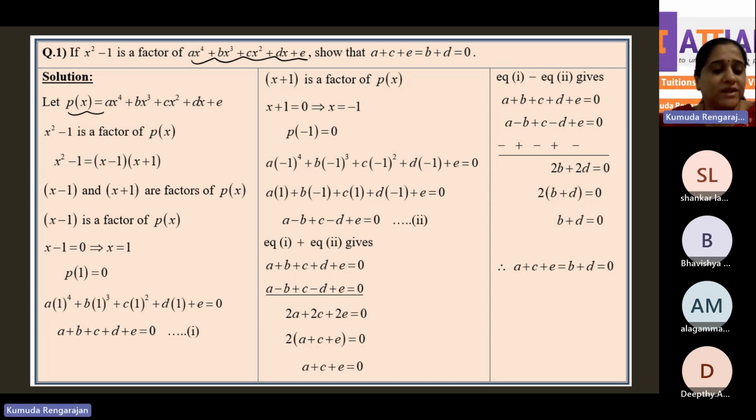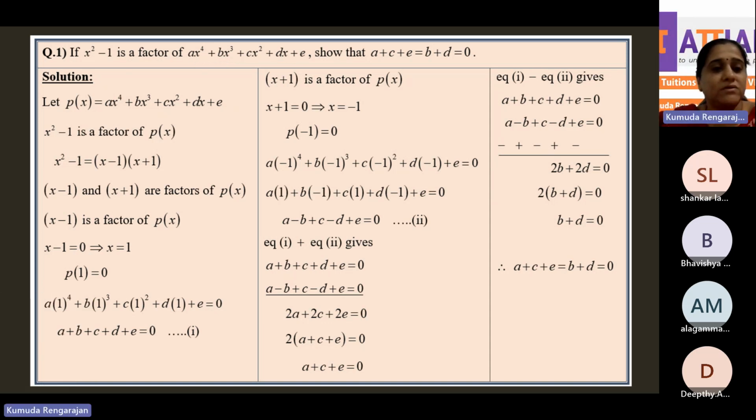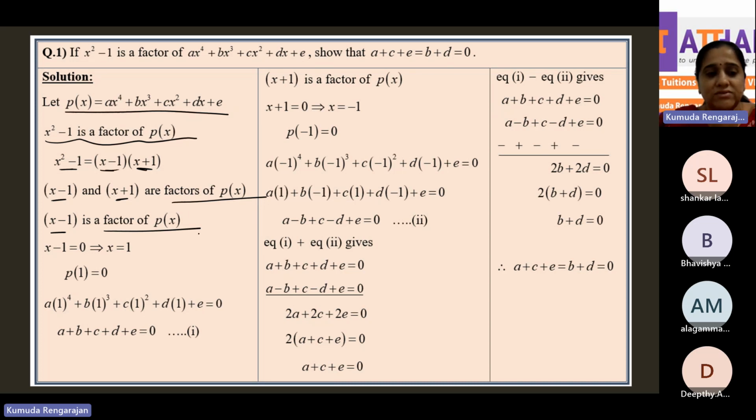So now let's take them one by one. So that's what it is, p of x. This one is a factor, but this can be factorized as this and this, which means x minus 1 and x plus 1 are factors of p of x. So now let's take the first case. x minus 1 is a factor of p of x.